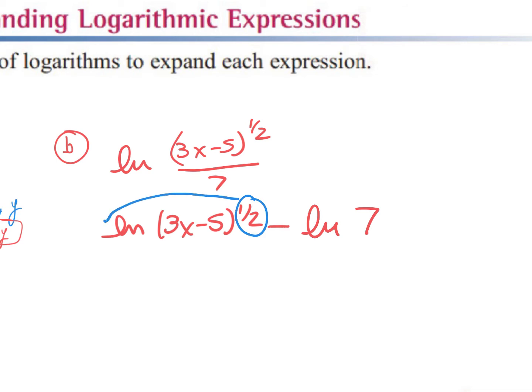This 1/2, perfect, is going to come out in front. So I have 1/2 natural log of 3x minus 5 minus the natural log of 7.